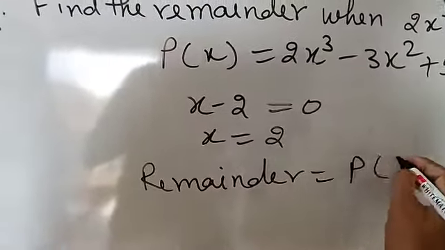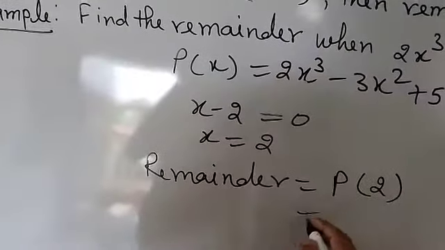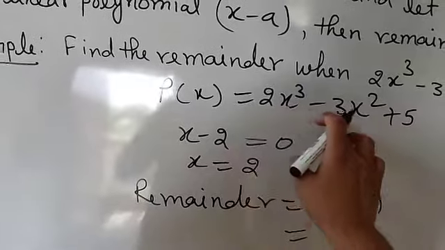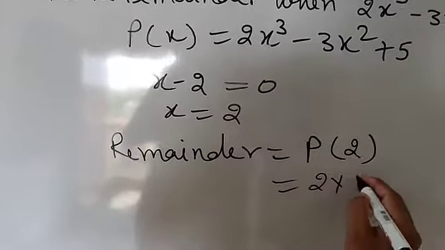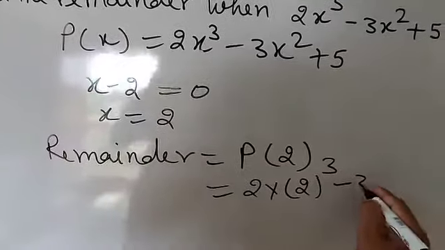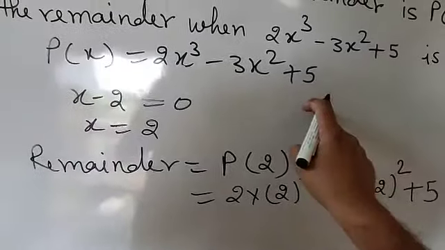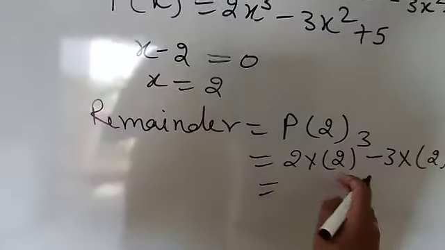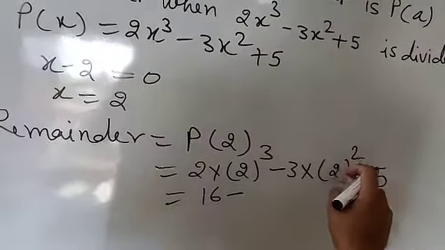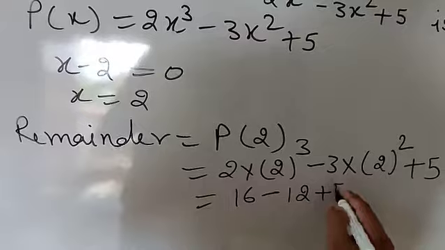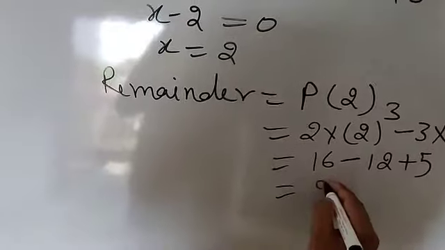to p(2), and here x will be replaced by 2. So here p(2): the polynomial is 2x cube minus 3x square plus 5, so replace x by 2. It will be 2 into 2 cube, minus 3 into 2 square, plus 5, so 5 is the constant term and stays as it is. Now calculate: 2 cube equal to 8, 8 into 2 is 16, minus 2 square equal to 4, 4 times 3 is 12, plus 5. 16 plus 5 is 21, 21 minus 12 is 9.